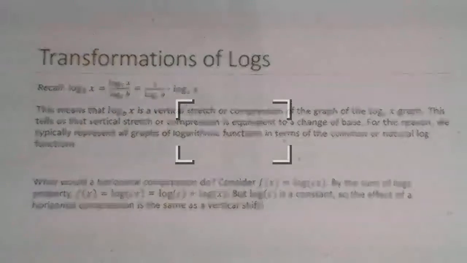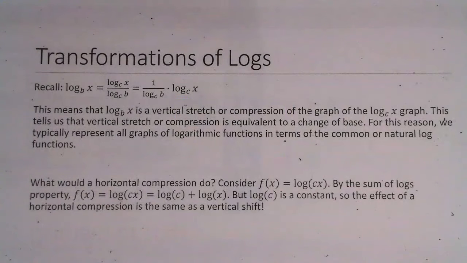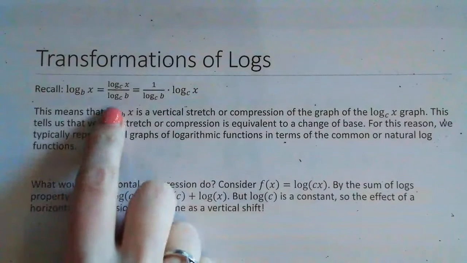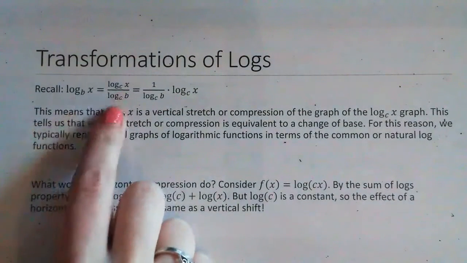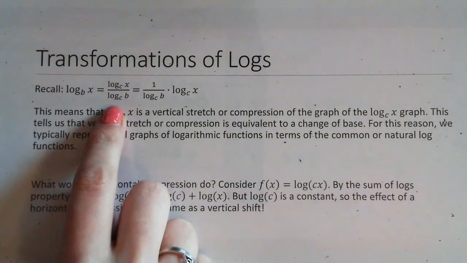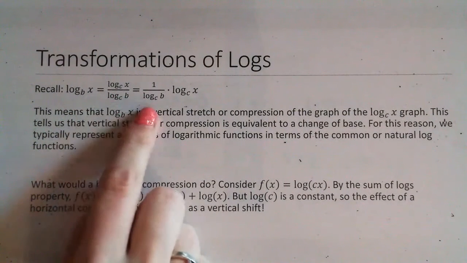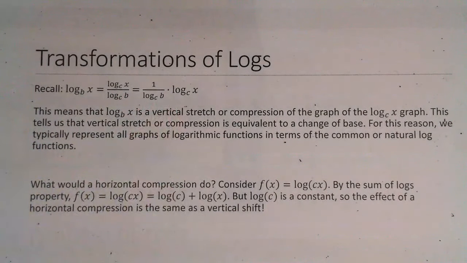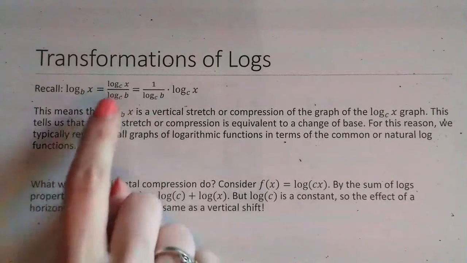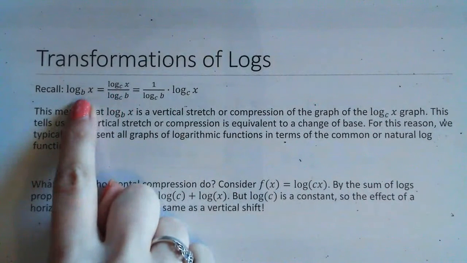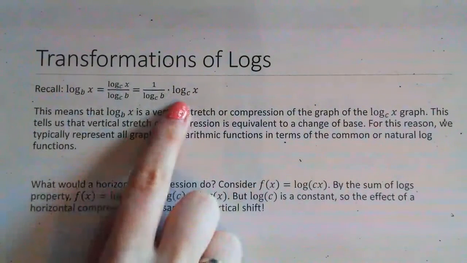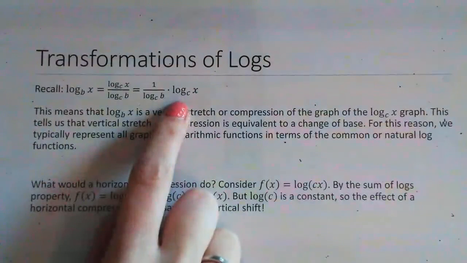Now, something that we saw with exponentials was how similar they could all be, but logs are even stranger. If we think about the change of base formula, then log base b of x can be written as log base c of x over log base c of b, which is the same thing as 1 over log base c of b times log base c of x. I know that looks really strange written out so generically, but what that means is log base b of x is a vertical stretch or compression of the graph of the log base c of x function.